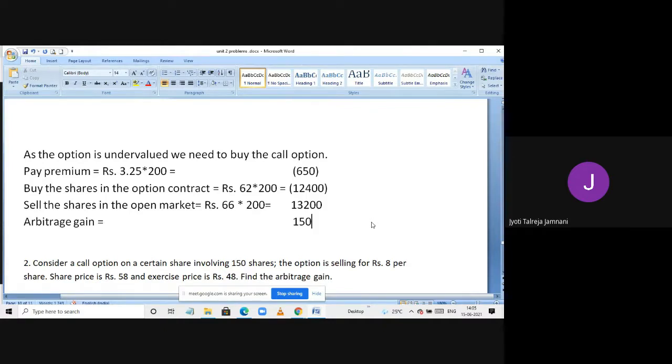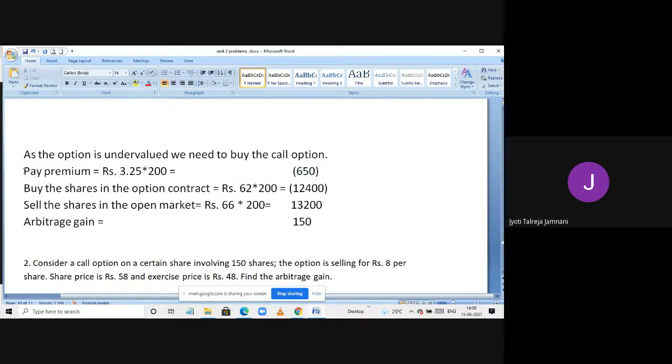Any doubts? Anybody please ask. Okay, all of you? Yes. Ma'am, while buying the shares, why do we need to pay the premium? See, first you have to buy the option. This premium is paid to buy the option.